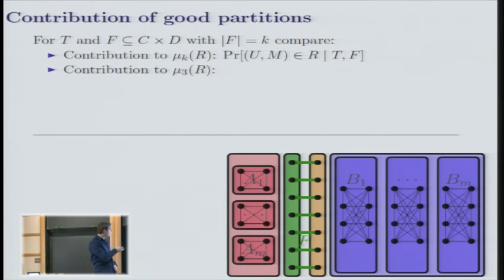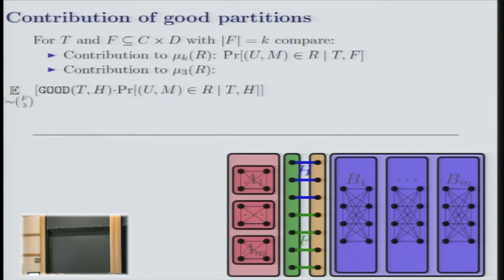We want to compare this to the contribution that we get to the 3 measure. In order to be able to compare the contributions to both measures, let's say we take 3 of those edges at random, and then we see what we get. What's the probability that an extension of those 3 edges is going to be in our rectangle? And actually, we only need to account for them if they are good, meaning they satisfy both definitions of goodness.